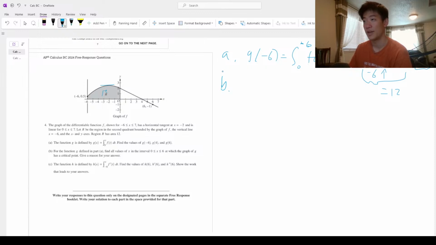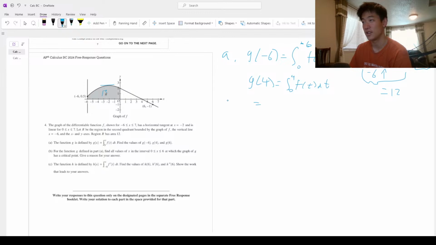So part B. I mean, it's not part B yet. It's just the second part of A, because A has 3 parts to it. G of 4. G of 4 equals the integral from 0 to 4 of f of t dt.